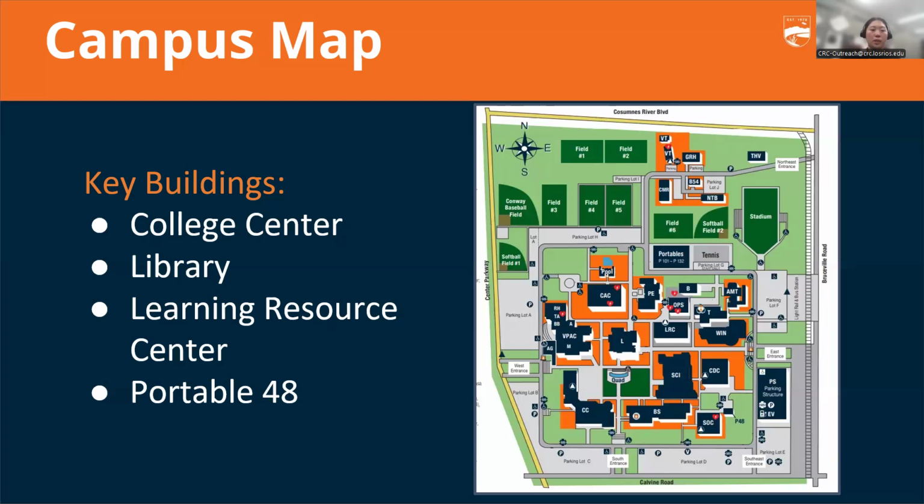With that being said, you can access our map as well through our CRC webpage. When you access this map, you will see the abbreviated as well as the full names of the buildings. However, for the sake of our presentation, I did cut those out so you can have a better view of the map. I do also want to highlight some key buildings that will be important to you as a CRC student, and I'm going to go into more details about each of these buildings in a little bit. But those key buildings include the College Center, the library, Learning Resource Center, and Portable.